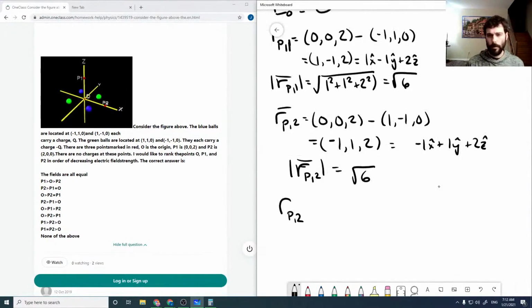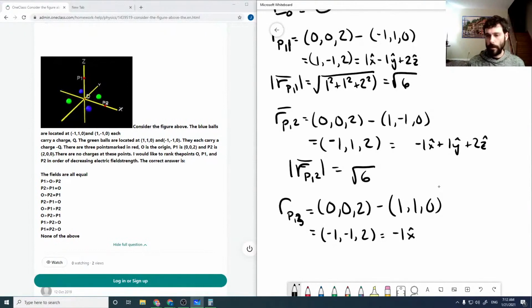So RP1,3 is 0, 0, 2 minus 1, 1, 0 minus 1, 2. So this is minus 1 x hat minus 1 y hat plus 2 z hat. We can see that our magnitude is root 6 again.